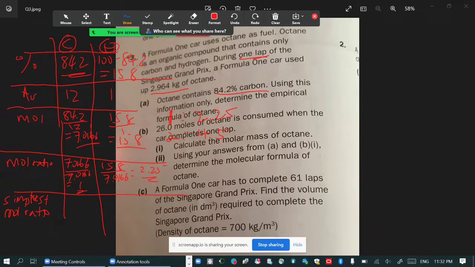Next will be 3. 1 times 3 will be 3, and 2.25 times 3 will be 6.75. We cannot round up 6.75 to 7 because the gap is too big. So then we go to the next number, which is multiplying by 4. 1 times 4 is 4. 2.25 times 4 will give you 9. So very nicely, 4 and 9 would be the simplest mole ratio. Therefore, the empirical formula of octane is C4H9. This is the empirical formula for octane.